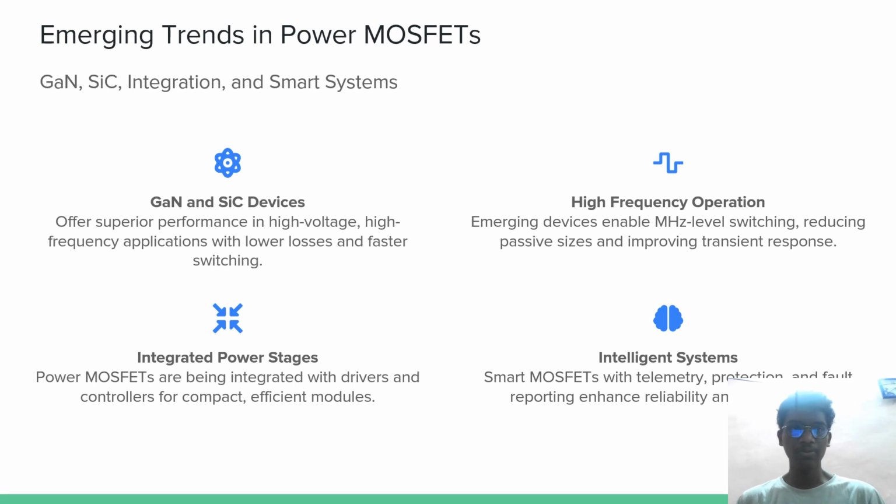Emerging trends in power MOSFETs: GaN, SiC, integration and smart systems. SiC devices offer superior performance in high voltage, high frequency applications with low losses and faster switching. High frequency operation: emerging devices enable megahertz level switching, reducing passive sizes and improving transient response.